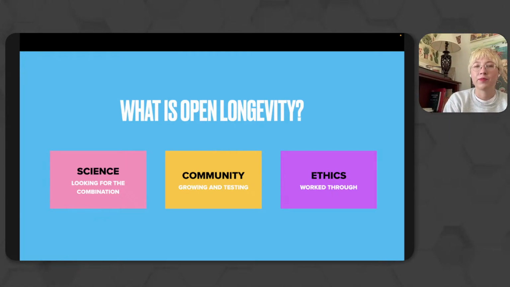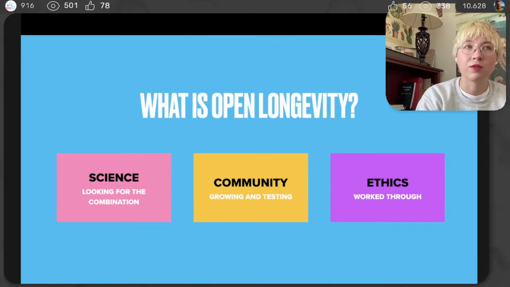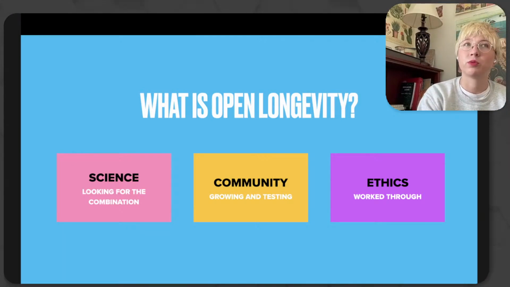Yeah, okay, cool. So Open Longevity is kind of three things. Of course, we will be focused on the middle part, the community, but I will also briefly explain the other two things here. Obviously, we're into science. We're looking for scientific solutions to extend our lifespans, and we have a number of scientific researchers here, mostly focused on combinations, which I will explain a little bit more right now. And we're a community, obviously, and we're very much focused on ethics. It's another huge part of our work. We've worked through the whole rhetoric of how we communicate with our community as well.